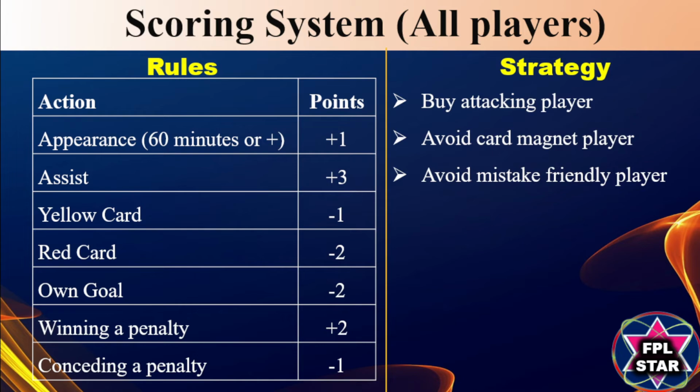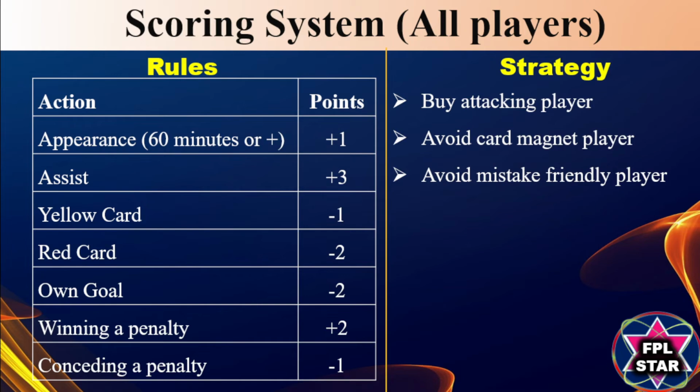And the strategy for this is you should buy attacking players because they will score goals, and that's a very good thing, and they will also give you assists. And avoid the players who are card magnets, like those who are picking yellow cards, like Sergio Ramos in Spain. This kind of player you should ignore. But if they have a very good aerial threat or goal ability, then you can go for them. But you generally avoid the card magnets because they will get yellow or red cards.